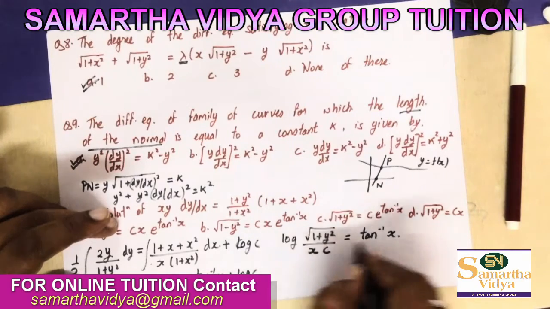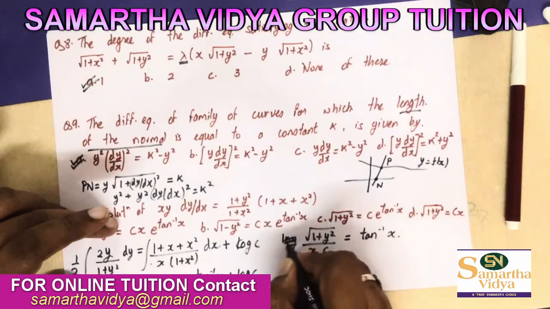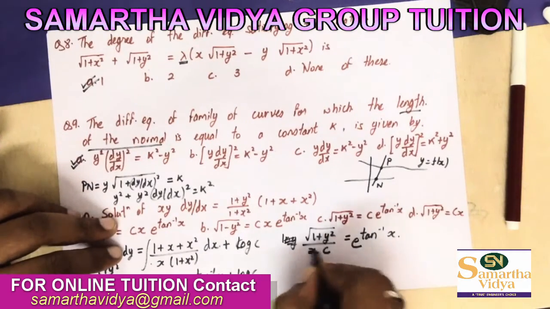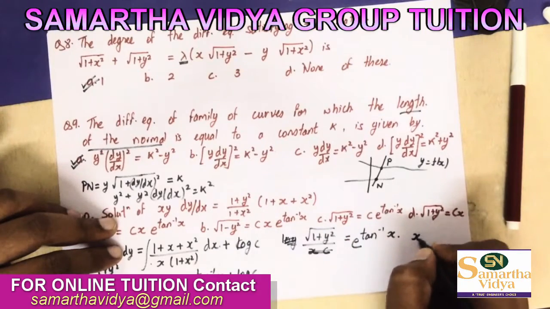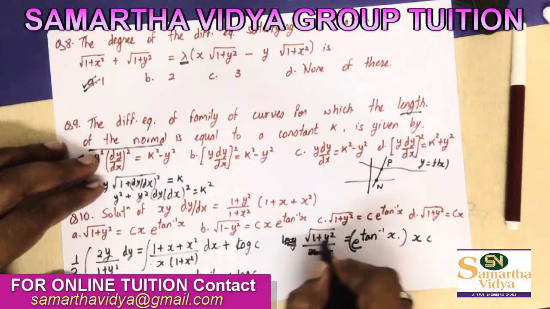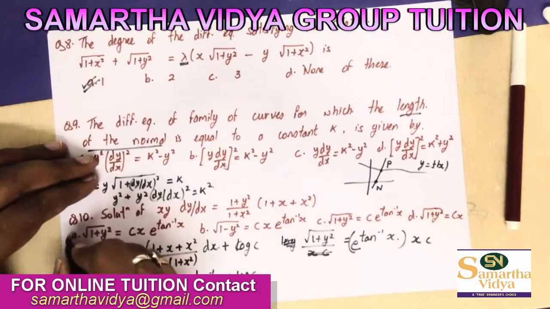So if I'm taking the log on the other side, that is anti-log, this becomes e raised to, so the log goes, and this becomes e raised to tan inverse. And the xc also goes that side. So what I will be getting is root of 1 plus y square is equal to x c e raised to tan inverse x, which is nothing but the option.